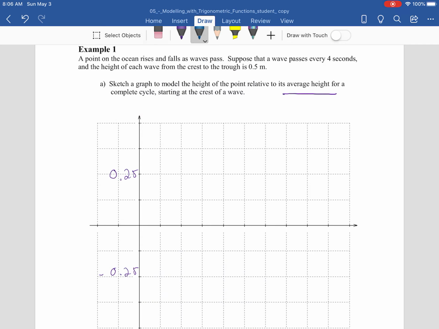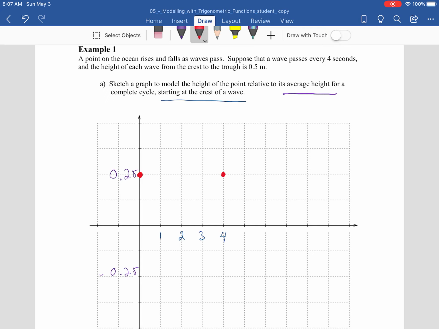Next, I'll switch over to a pen I like here. It says the wave passes every 4 seconds. So we've got to have a scale that goes 1, 2, 3, 4 seconds, and we've got to do a complete cycle every 4 seconds. The other thing it mentioned was to start at the crest of a wave, and a crest is the top of the wave, if you haven't heard that word before. So I would switch to a color for graphing here. We're going to start at the crest of the wave, and apparently at 4 seconds, we'll have done a full cycle and ended up back at the top again.